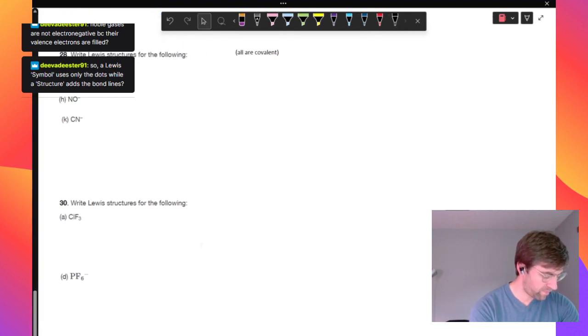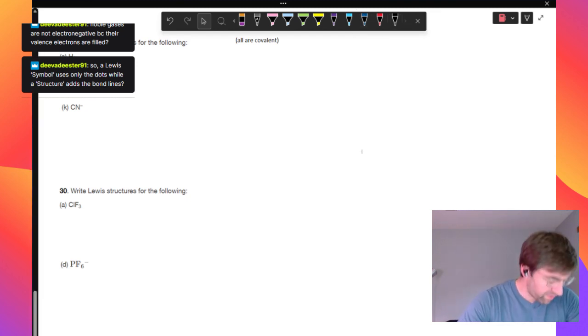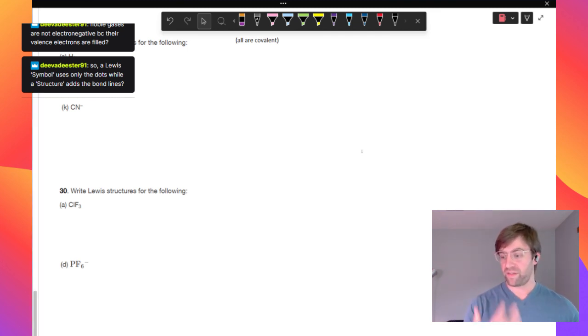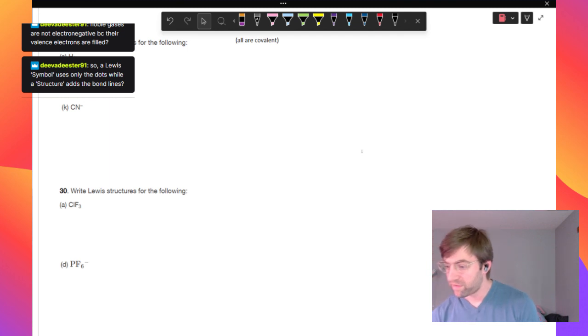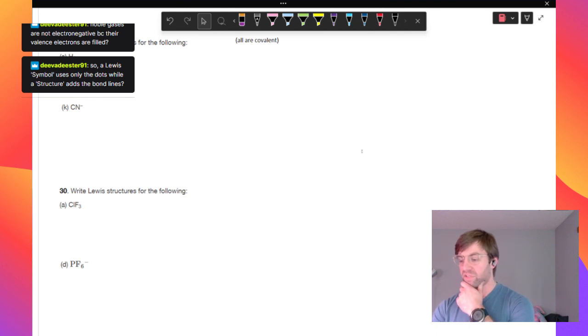Okay. Question 28. Write the Lewis structures for the following. All of these are going to be covalent bonds. We were looking at ionic bonds a moment ago, and now we're looking at covalent bonds. So we have a question in the chat. A Lewis symbol uses only the dots while a structure adds the bond lines. I may have inappropriately been using these interchangeably. I apologize if that's the case. I don't know, to be honest, if that's the convention.